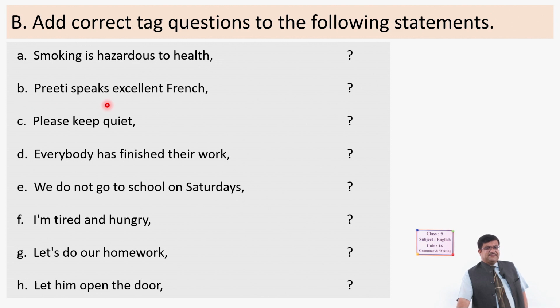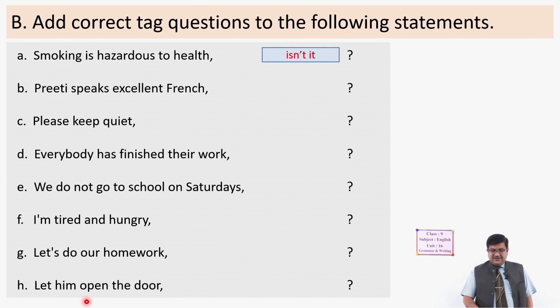B, Preeti speaks excellent French. C, please keep quiet. D, everybody has finished their work. E, we do not go to school on Saturdays. F, I am tired and hungry. G, let's do our homework. H, let him open the door. Now, one is done for you.